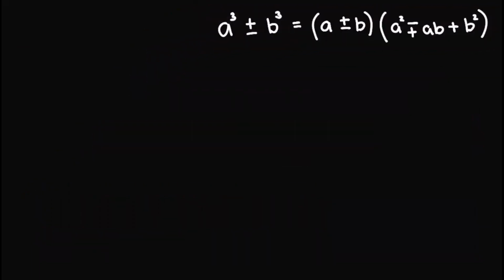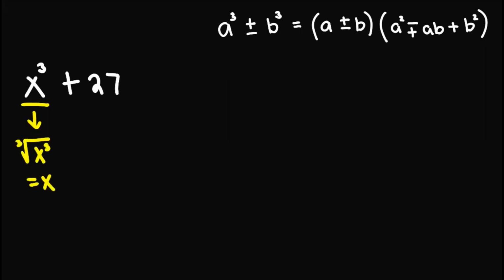And let's have our first example. If we have x cubed plus 27, the first thing to do is to check if the two terms are perfect cubes. In this case, x cubed, when we get its cube root, we'll obtain x. So it is a perfect cube. For 27, note that we can write this one as 3 times 3 times 3, or 3 cubed. So when we get its cube root, the outcome is 3.